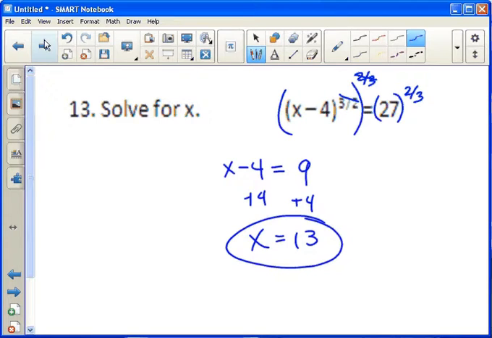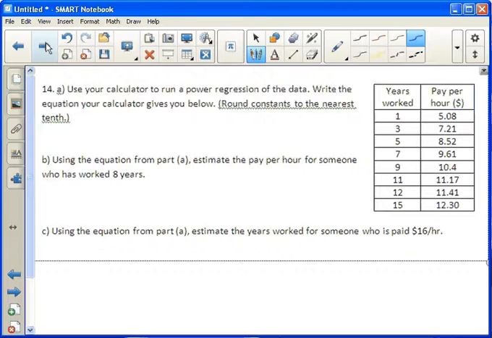Number 14. This may be small, but you have your review sheet, so just follow along with me there. It says use your calculator to run a power regression of the data. Write the equation your calculator gives you below. Okay, I already have this plugged in our calculator up on the smartboard here.